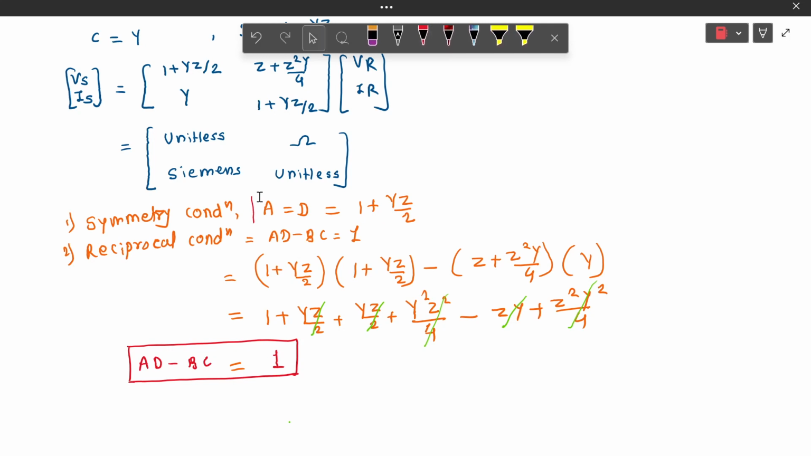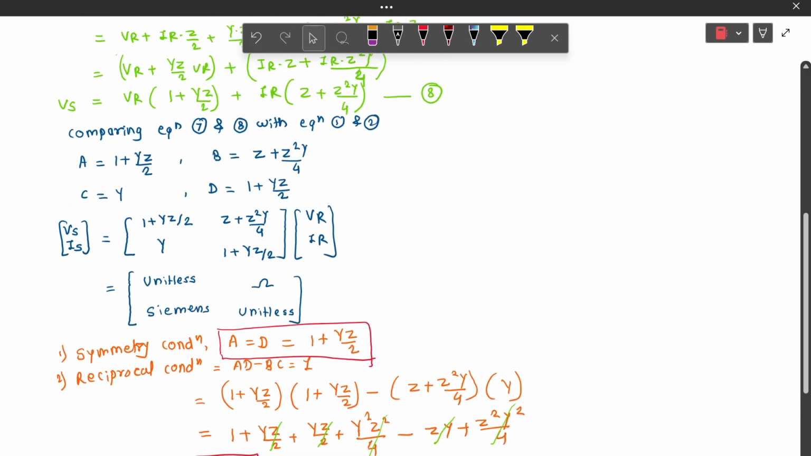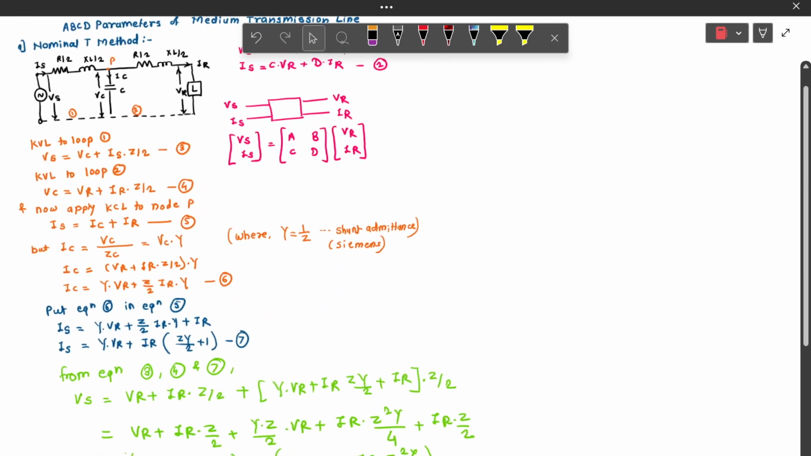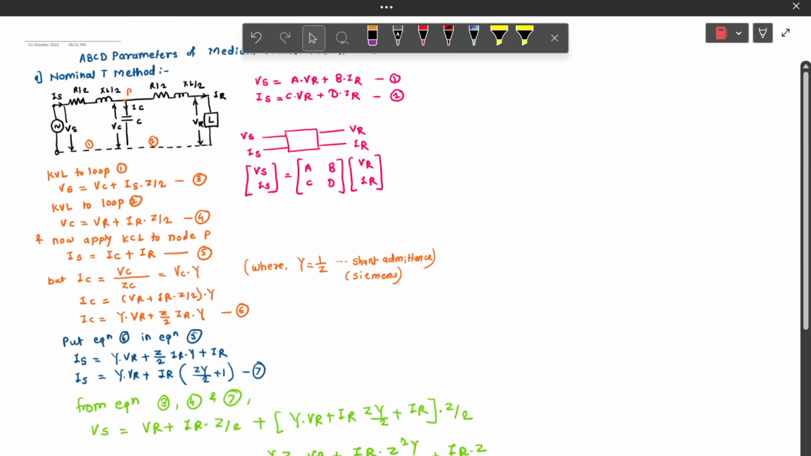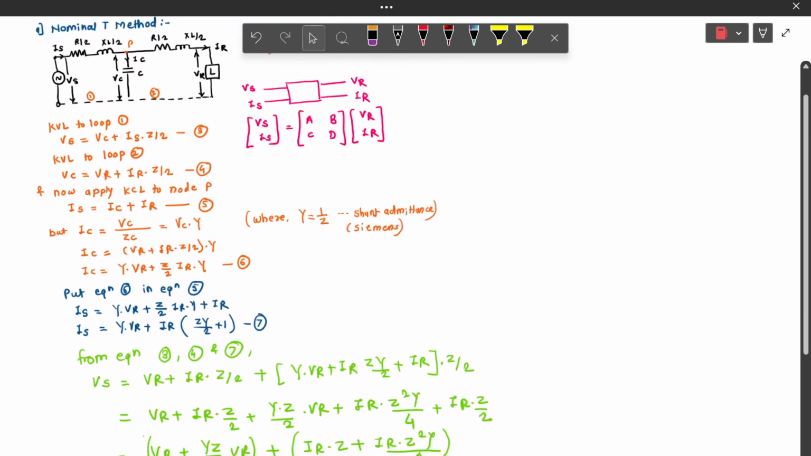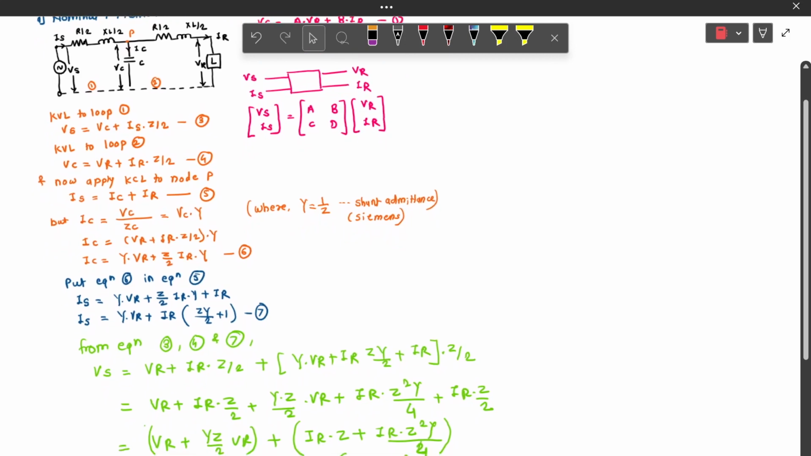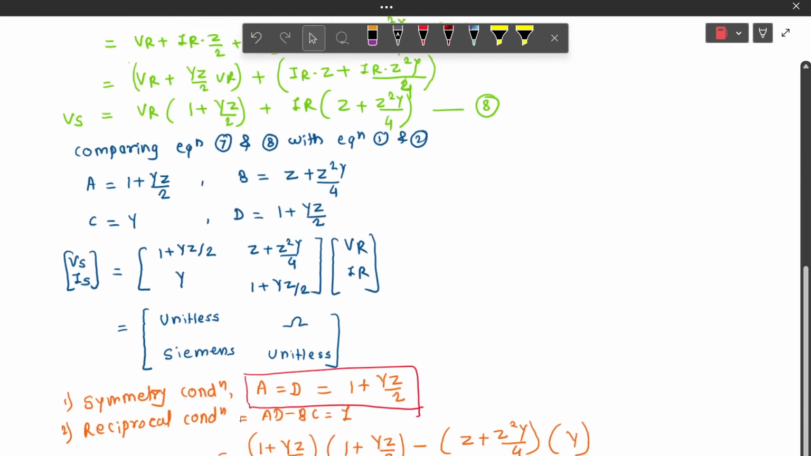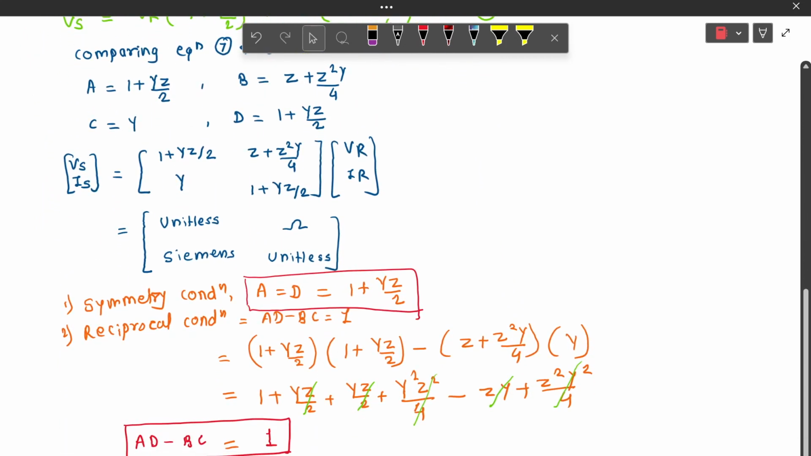From these expressions we can determine the values of the ABCD parameters of a medium transmission line using the nominal T method. Here we determined the values of Vs and Is in the form of the standard expression. By comparing, we get the values of ABCD. If we know the values of ABCD and the receiving end values Vr and Ir, we can calculate the performance parameters of the transmission line, such as voltage regulation and efficiency. Thank you.